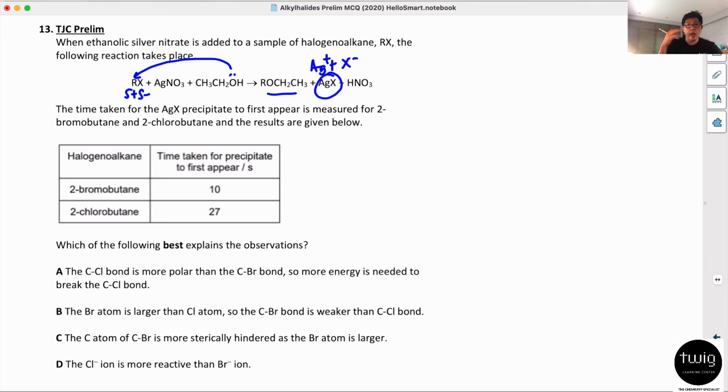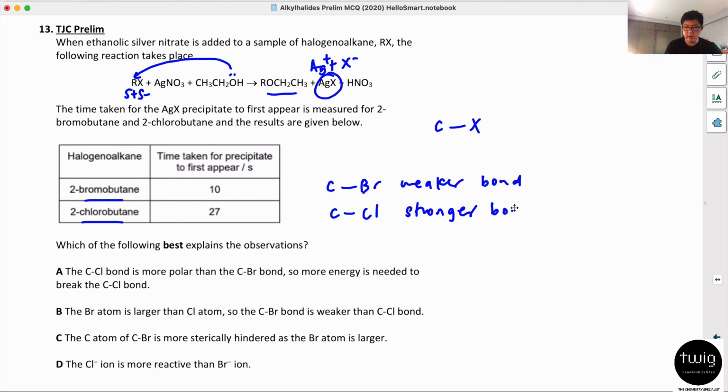Okay, so for the rate of such a reaction for halogenoalkane, you just have to remember that the rate of reaction is only dependent on the strength of the C-X bond. So you can see that with 2-bromobutane and 2-chlorobutane, the C-Br bond is actually weaker, and the C-Cl bond is actually stronger. All right, because Br is actually bigger than Cl, so the longer the bond length, the weaker the bond. All right, the shorter the bond length, the stronger the bond.